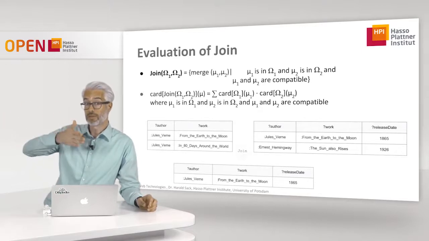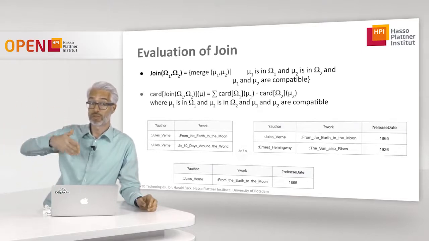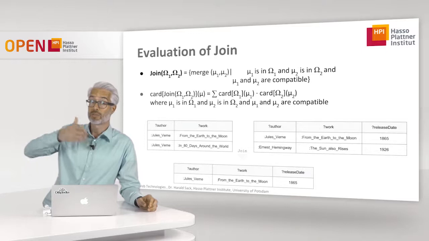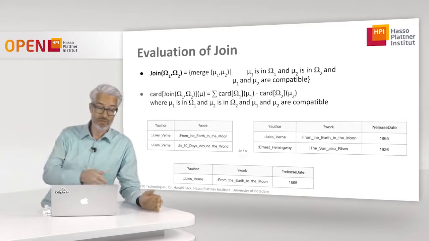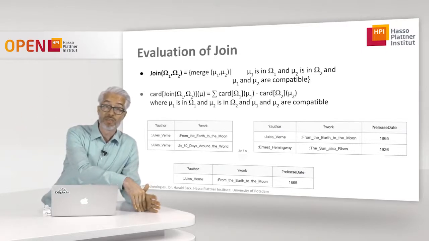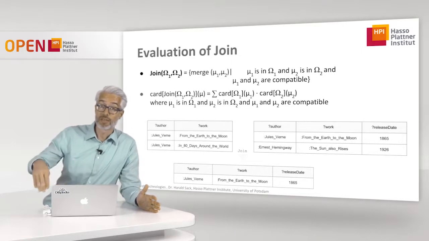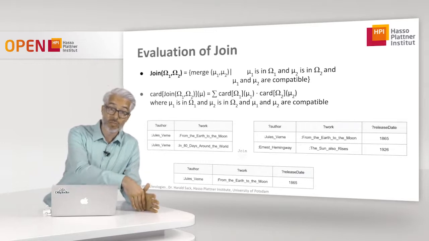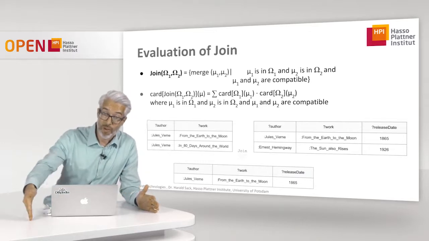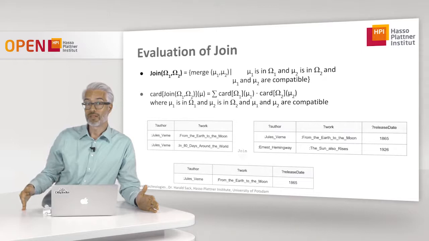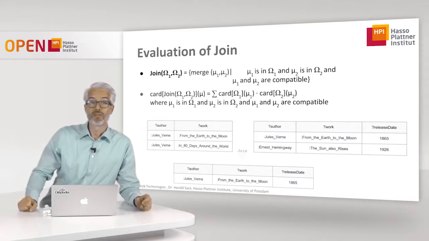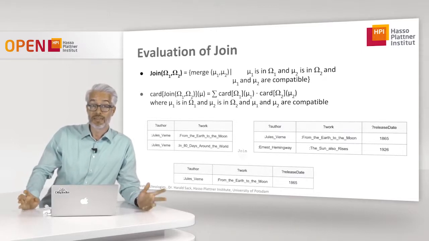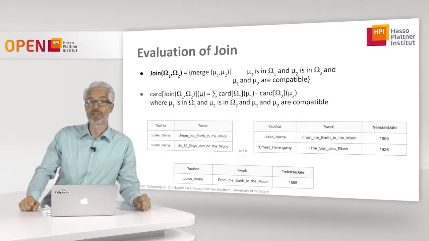You have two result sets, omega 1 and omega 2, and you look at compatible mappings in both of them. For each mapping in the first one, you have to look at all matching mappings in the second one. Then you look at the second one in the first, and you look at all matching mappings there. And in the end, you see what you get as cardinality in the result: the sum over the product of each combination of the mappings.